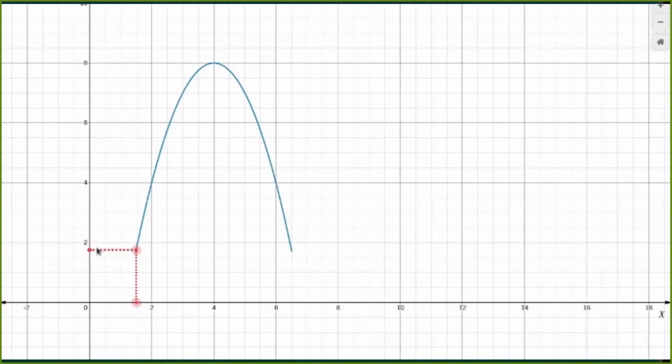Now let's observe what happens as this x coordinate approaches 4. You observe the behavior of the y coordinate. So as x approaches 4, we can see y approaches 8. As x approaches 4, y approaches 8.